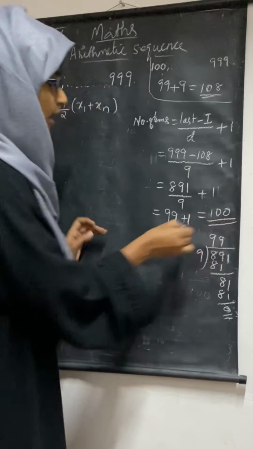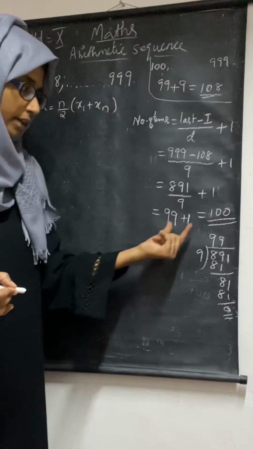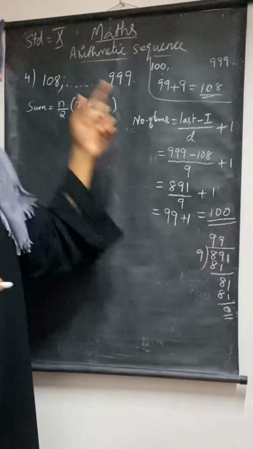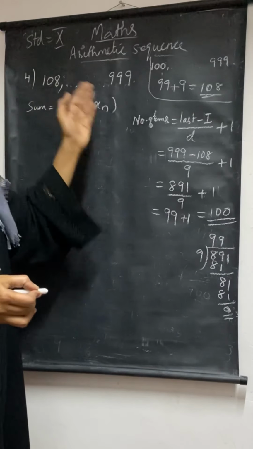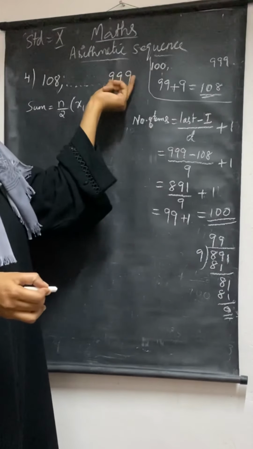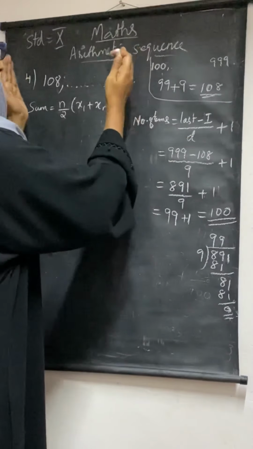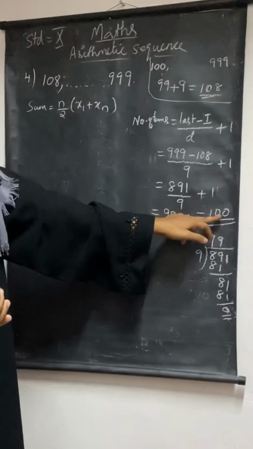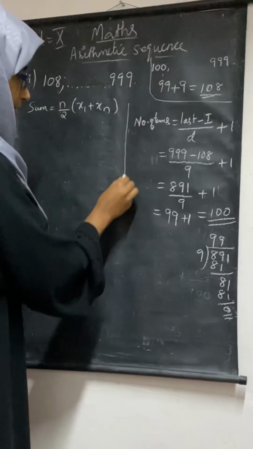So how many terms are there between 108 and 999? It is 100 terms, including 108. 108, then going on adding 9 each time till you get 999. So there are 100 terms from first to last. So that 100 will be your n. You have to keep that in mind.